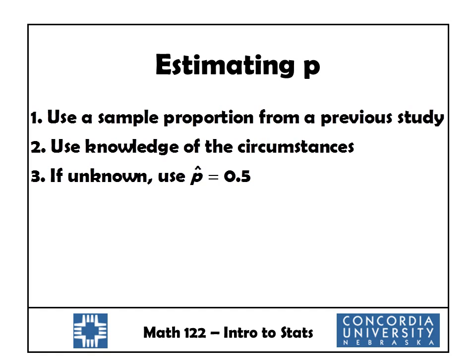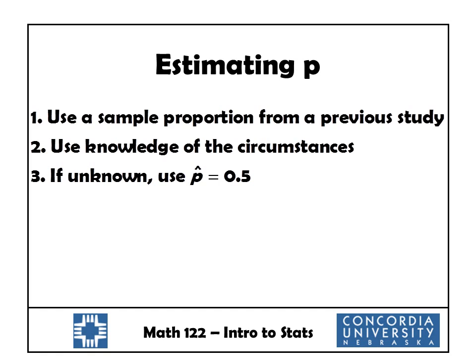So in order to use this formula, we need to estimate P. And there are at least 3 ways that we can estimate it. First is to use a sample proportion from a previous study, which is what we have in this case. In this case, p hat is 0.64. The second is we could use knowledge of the circumstances. Maybe we're a banker and I say, well, based off my experience working with college students, about 60% of them use credit cards. So in that case, I'd use p hat as 0.6. Third, if I don't have any other way of estimating it, I'll just use p hat to be 0.5.